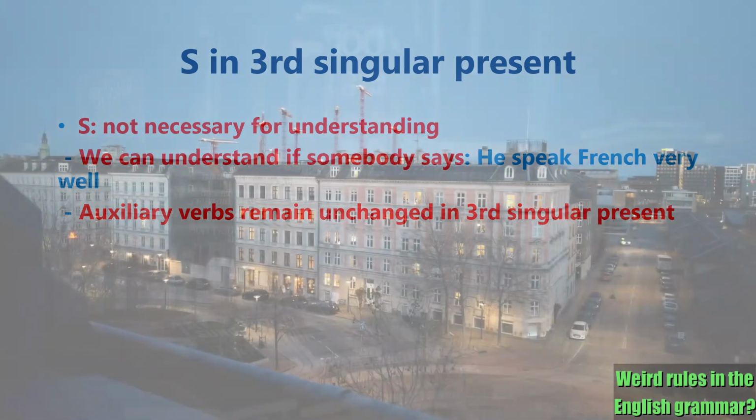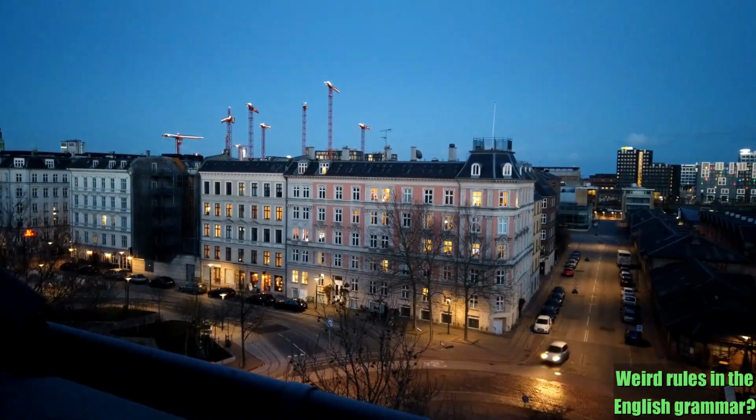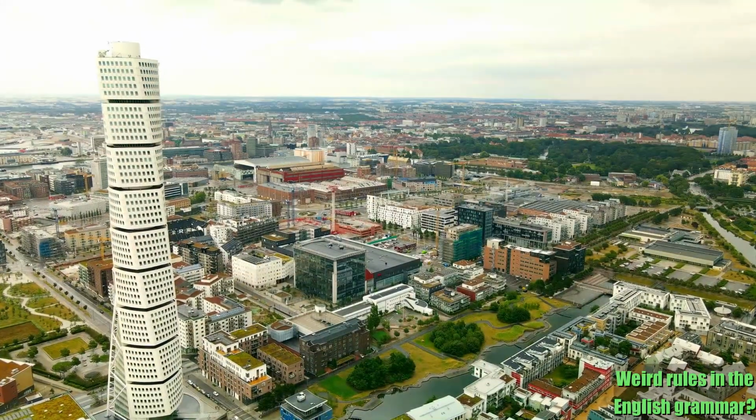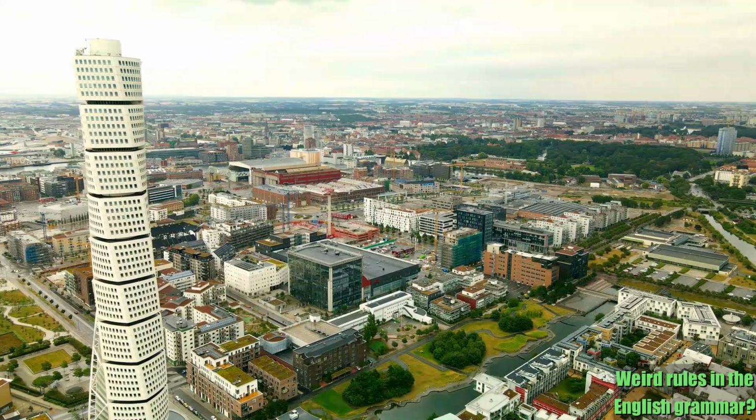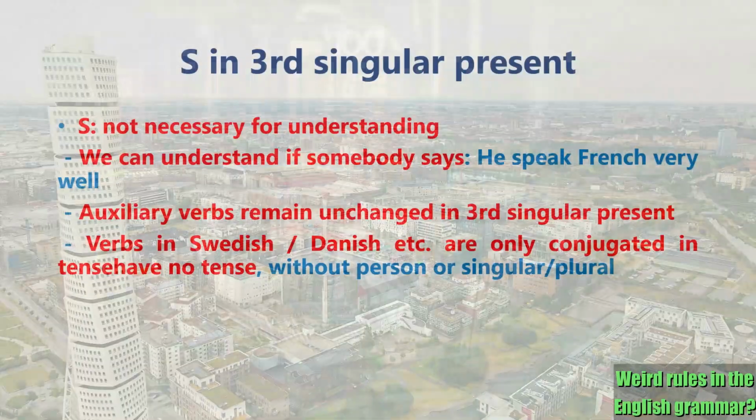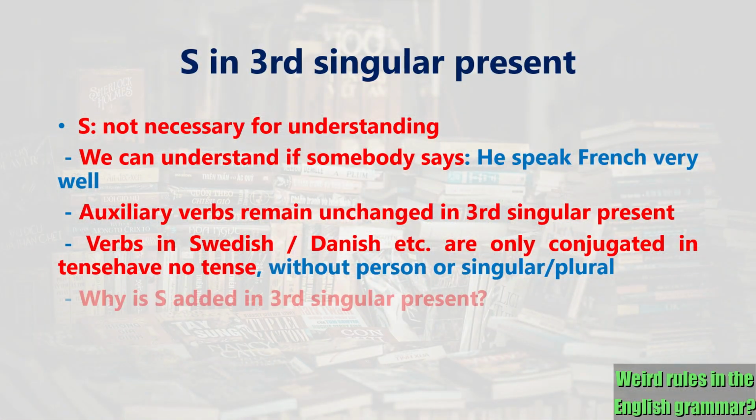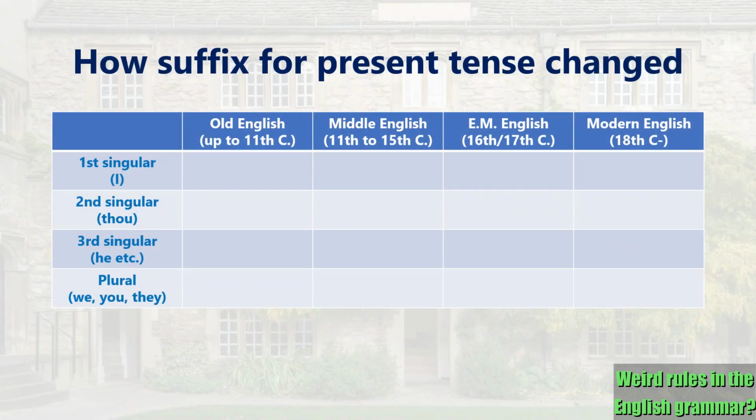can and will, and in Nordic languages such as Swedish and Danish, verbs are conjugated only in the tense but not in the person or singular or plural, without interfering with understanding. So why do we need to add s for the third person singular present? The reason for this is more historical than logical.